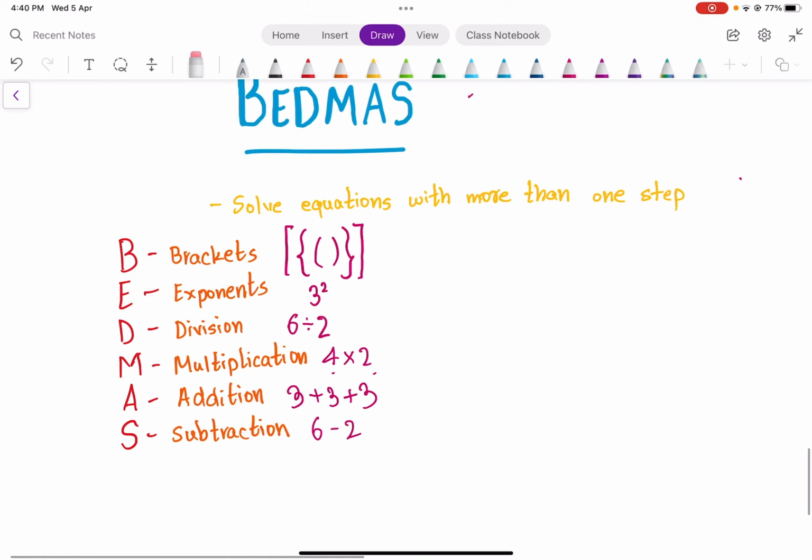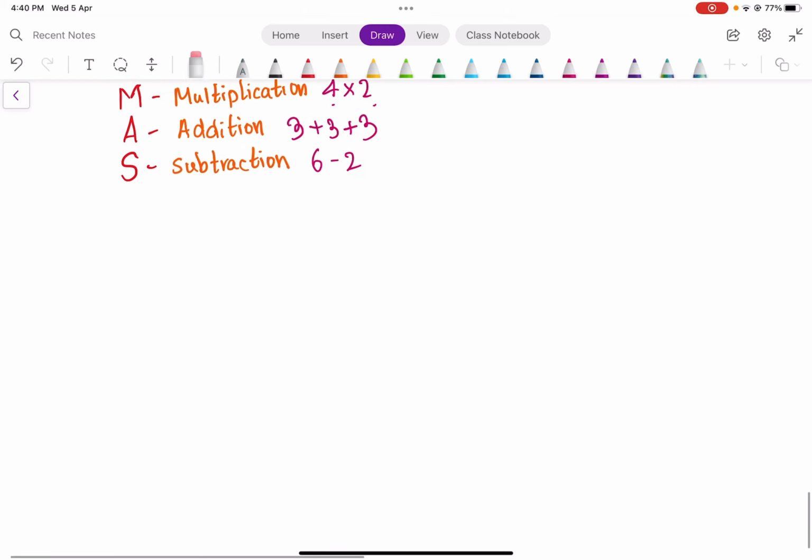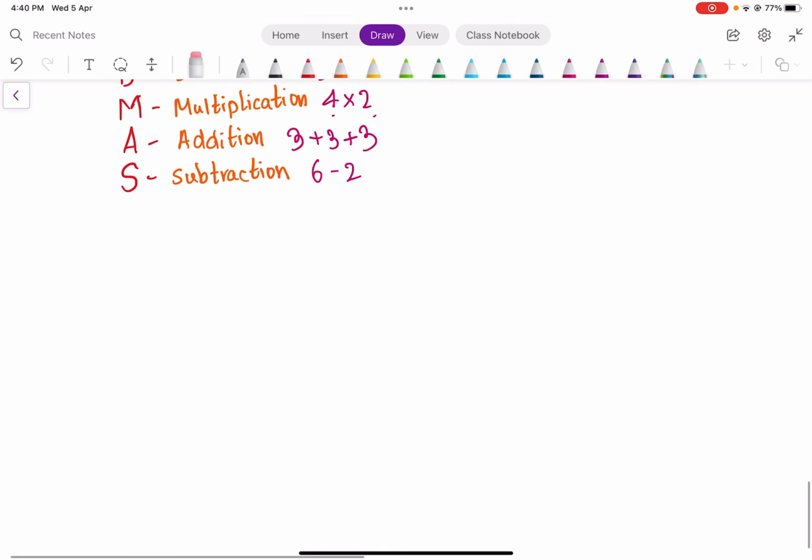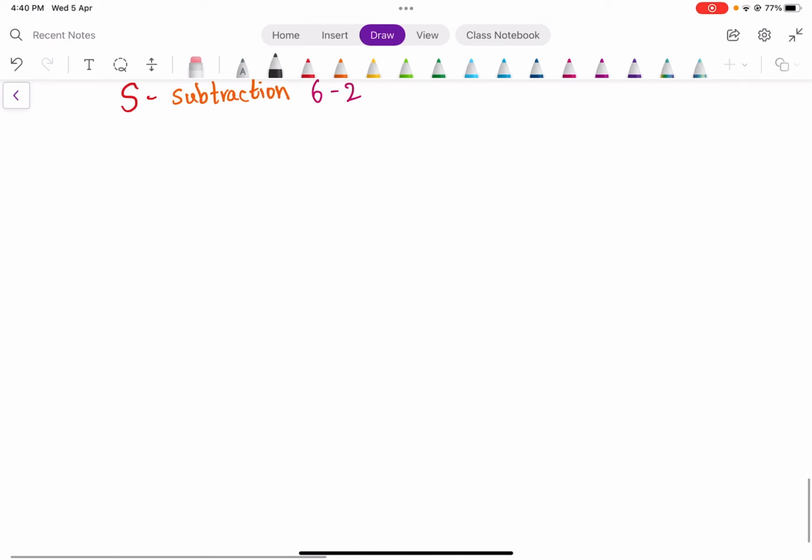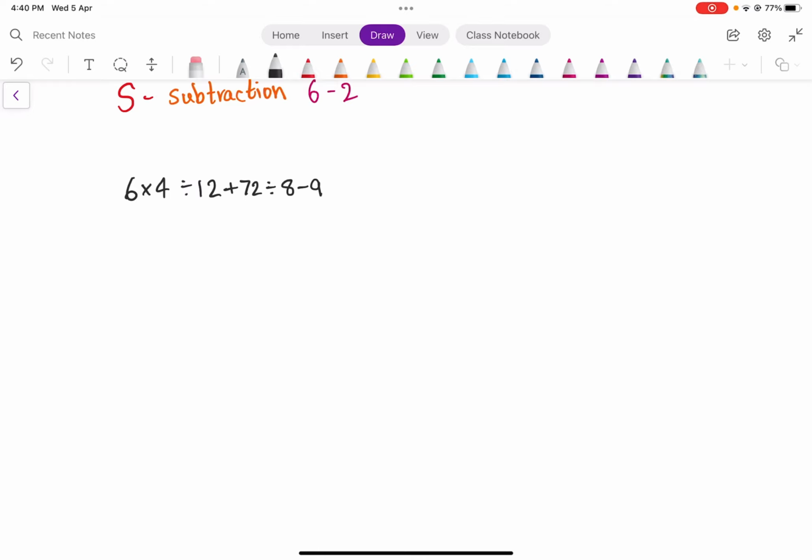Now to where do we actually use BEDMAS? Like we've talked about what all of them are: brackets, exponents, division, multiplication, addition, and subtraction. But where do we use this? So to understand how we use it, let's solve a few questions. So let's say our first question is 6 times 4 divided by 12 plus 72 divided by 8 minus 9.